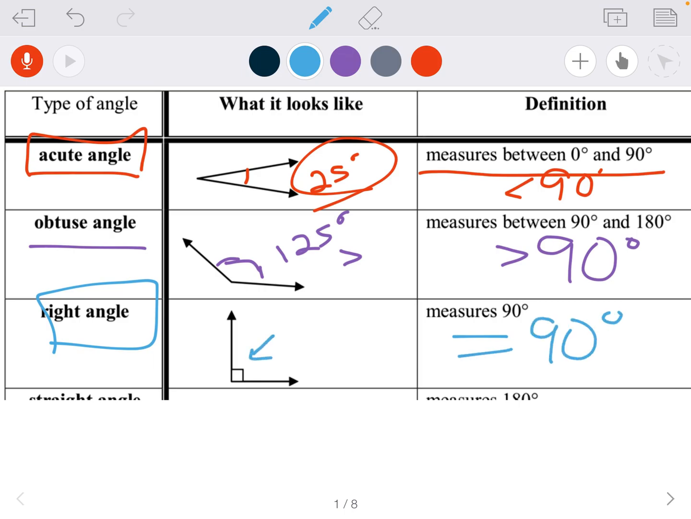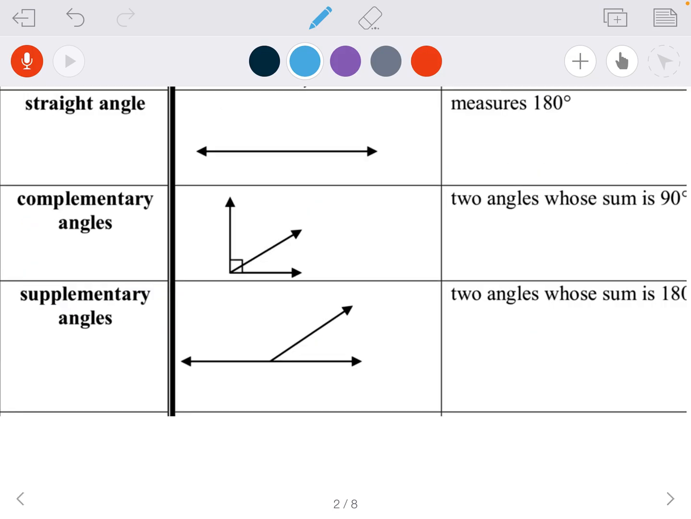A lot of times you'll see a box like that. When you see that box, that means it's a 90 degree angle. So with the definitions, I hope that helps. A few more definitions. A straight angle. A straight angle measures 180 degrees. This angle here is 180 degrees. It's a straight line, and this angle would be a straight angle because a straight line is 180 degrees.